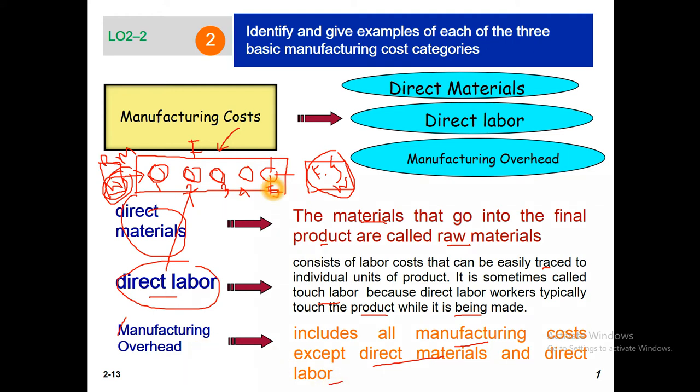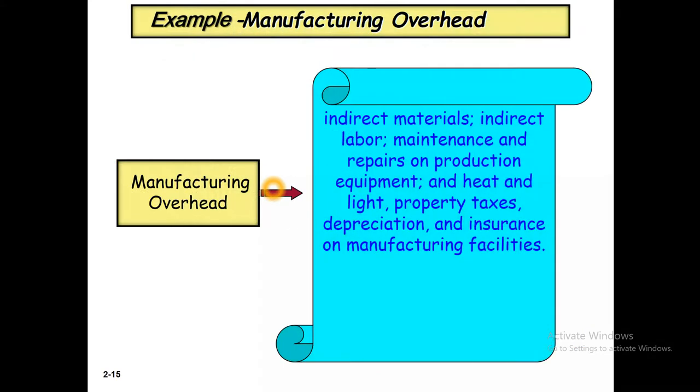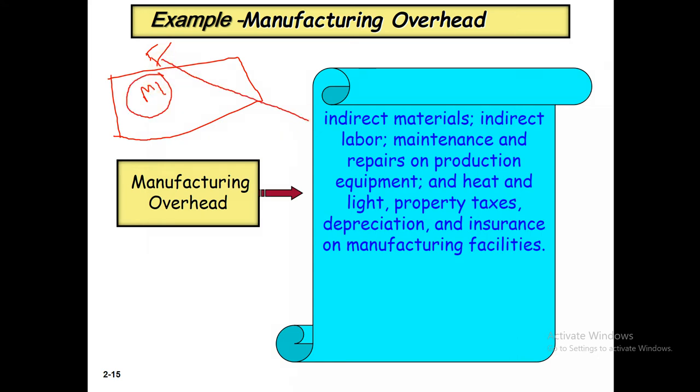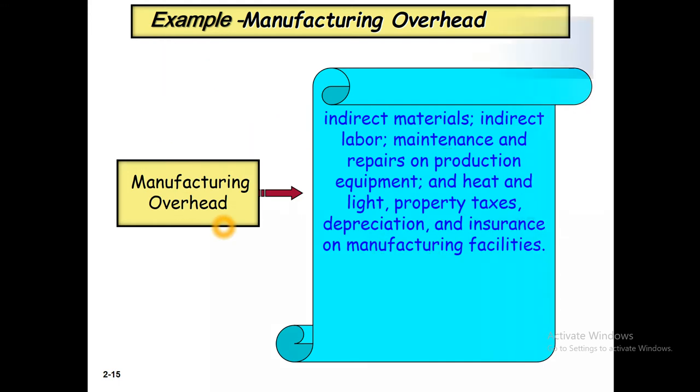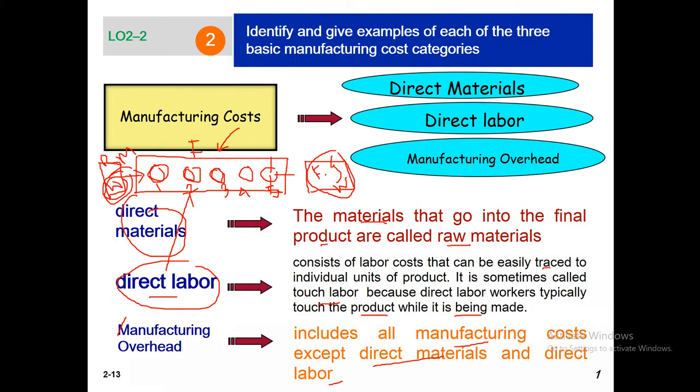That means we can set up an example of manufacturing overhead. This is the factory. In the factory, other than direct material and labor, we call this the manufacturing overhead cost. That means indirect labor, indirect materials, maintenance and repairs on production equipment, heat and light, property tax, depreciation, insurance on manufacturing facilities, all are examples of manufacturing overhead cost.